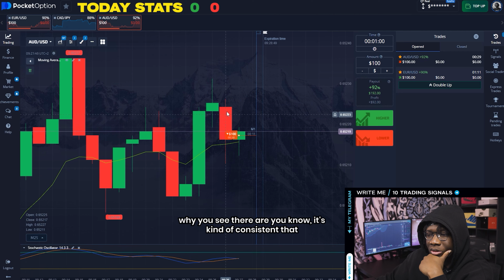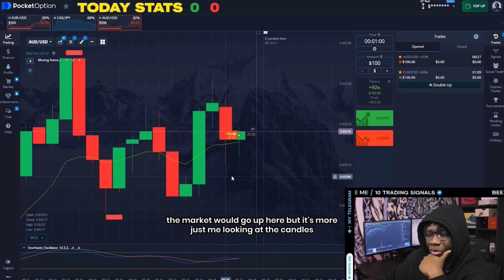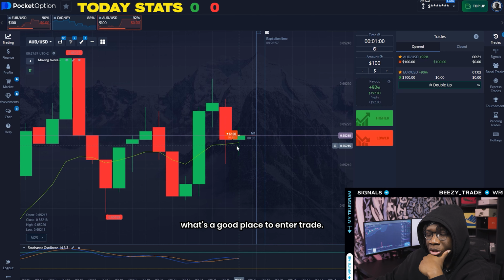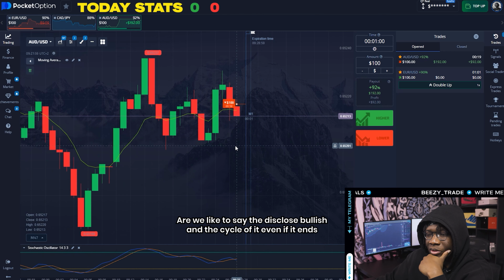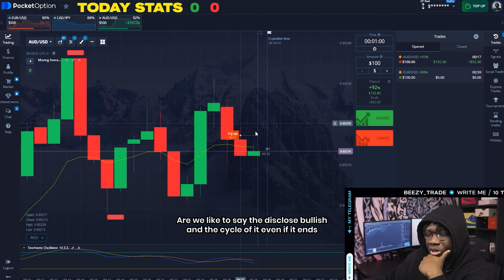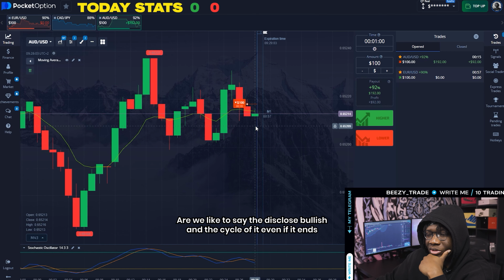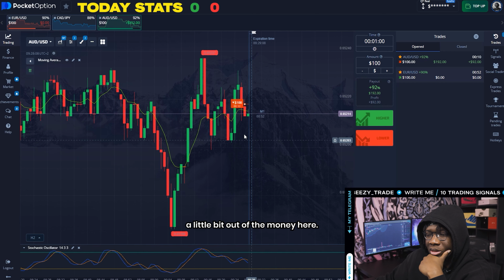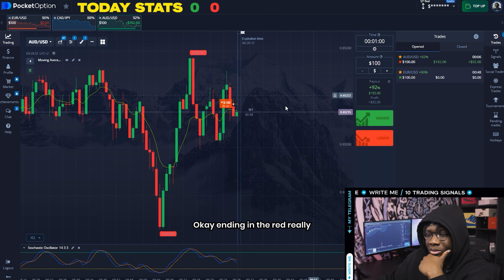Despite you see there, it's kind of consistent that the market would go up here. But this is more just me looking at the candles and seeing what's a good place to enter a trade. I really like the fact that this candle was bullish, and the fact that even if it ends a little bit out of the money here. Okay, ending in the red really helps.